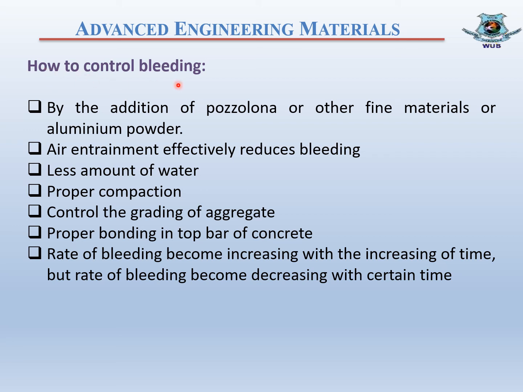How to control bleeding? Bleeding can be controlled by adding pozzolana or other fine materials or aluminum powder. Air entrainment effectively reduces bleeding. Less amount of water can effectively control bleeding. Proper compaction, control of grading of aggregate, proper bonding in top bar of concrete. Rate of bleeding increases with time, but the rate of bleeding decreases after a certain time.